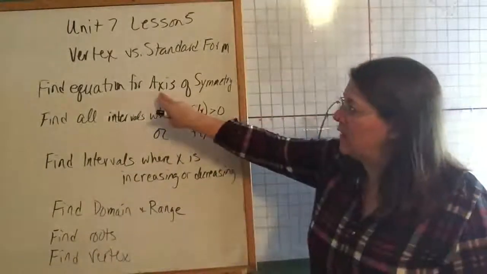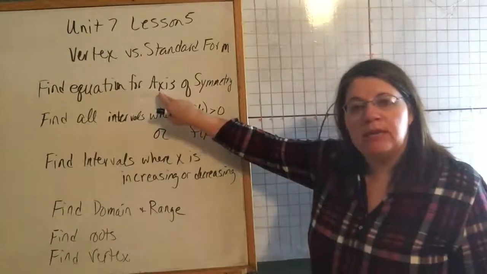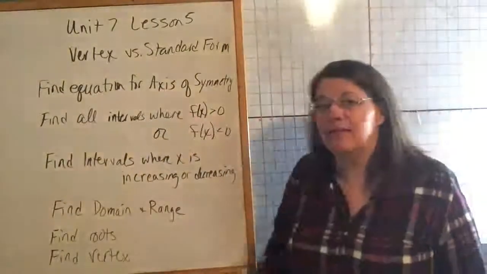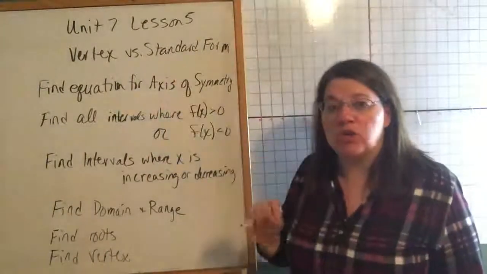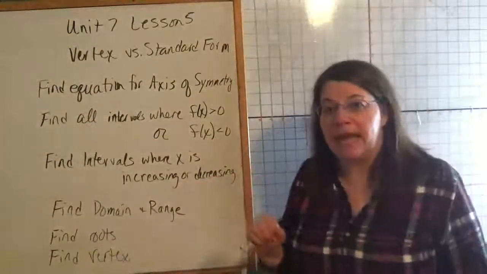We're going to find equations for the axis of symmetry, and we know that the axis of symmetry is the vertical line that goes through the vertex. So if we're trying to find the equation for the axis of symmetry, the best form that our parabola or our quadratic equation should be in is probably vertex form, because we can pull the vertex right out of that form.